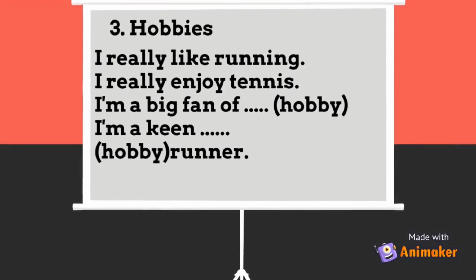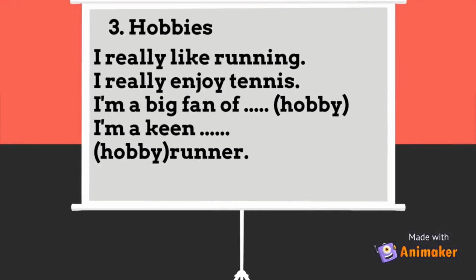Students, you might talk about your hobbies. For that, you may use these phrases while introducing yourself. Like, I really like running. I really enjoy tennis. And this one is also most appropriate. You can say, I'm a big fan of, and then name the hobby. I'm a keen dash. It means you can say I'm a keen runner. I'm a keen tennis player, and so on.